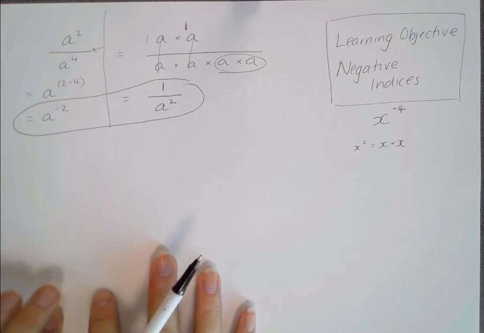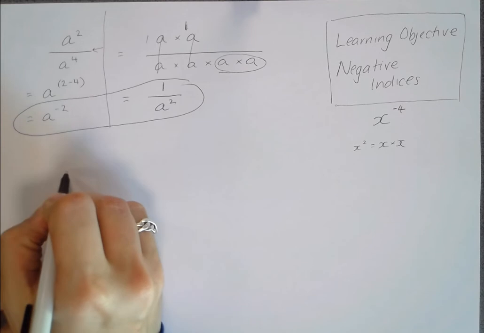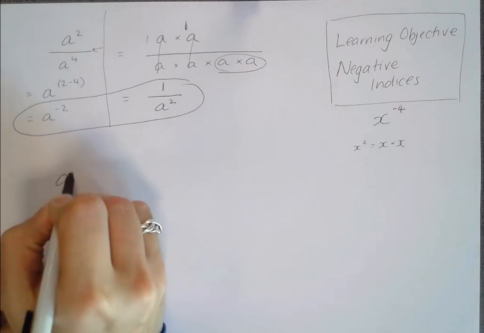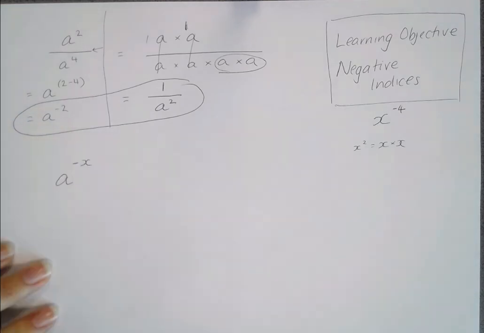So our rule is if there is a, or let's go a to the power of negative x.